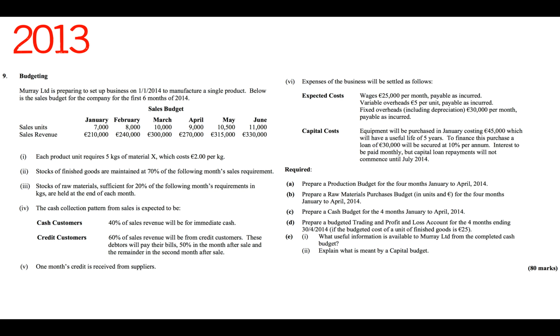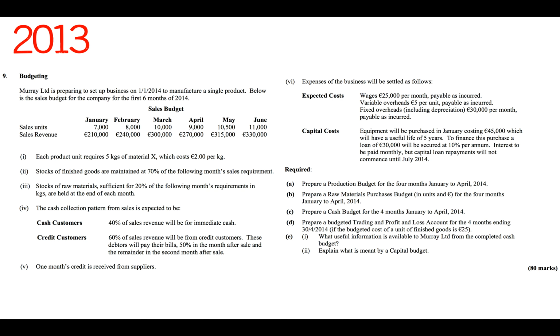Note 4, the cash collection pattern from sales is expected to be: cash customers, 40% of sales revenue will be for immediate cash. Credit customers, 60% of sales revenue will be from credit customers. These debtors will pay their bills 50% in the month after sale and the remainder in the second month after sale. Note 5, 1 month's credit is received from suppliers.